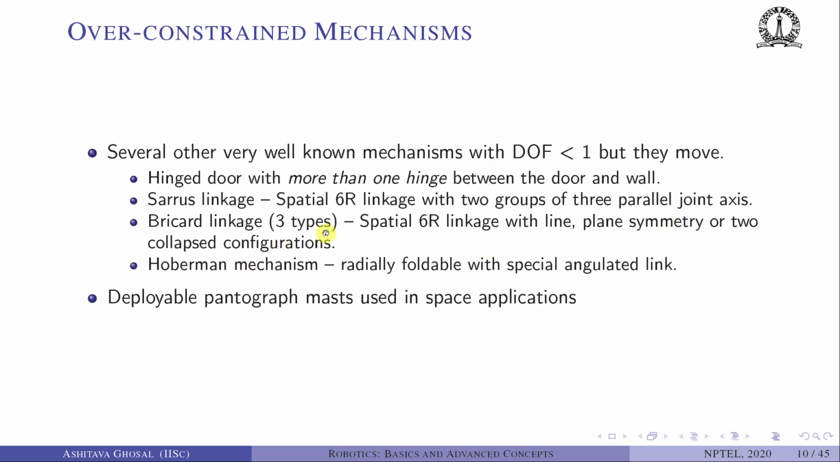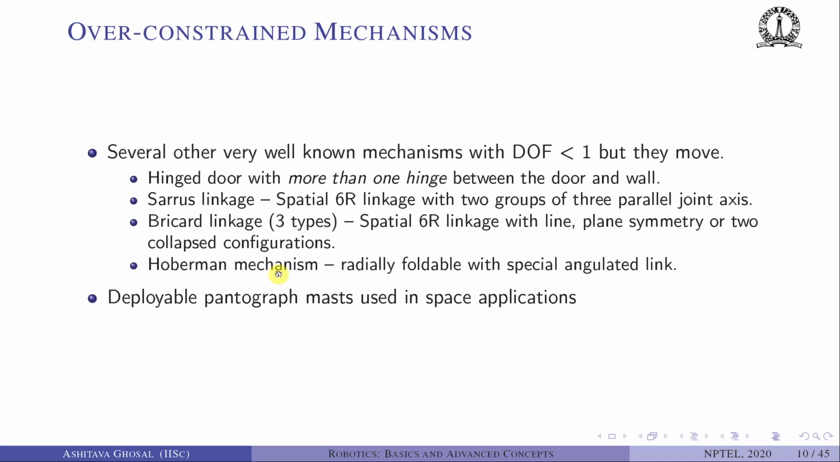There is also a Bricard linkage. There are 3 types. These are also very well-known over-constraint mechanisms. These are also spatial 6R linkages. Again, the degree of freedom is less than 1, and they have this line-plane symmetry or 2 collapsed configurations. Because of this symmetry or these collapsed configurations, that is the reason it moves.